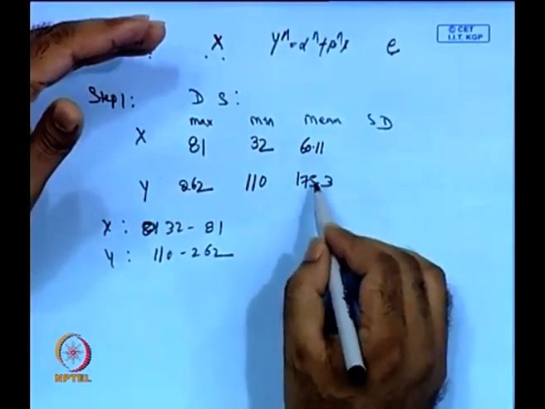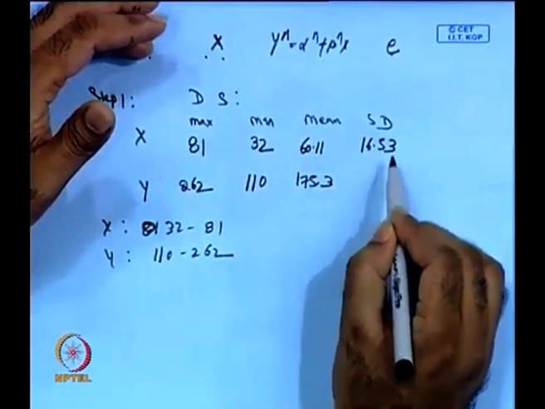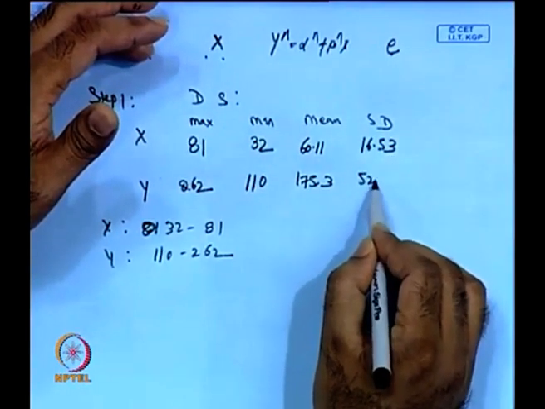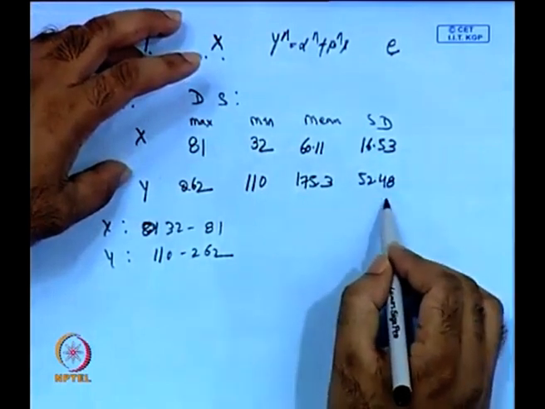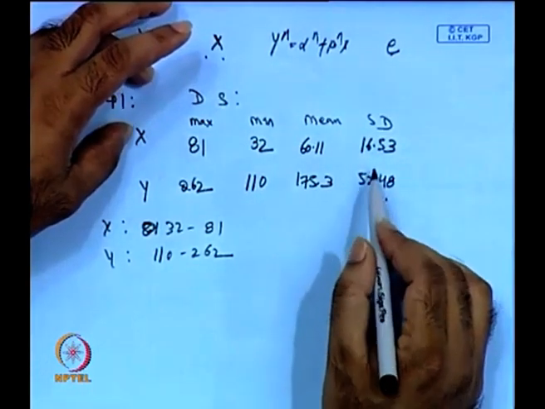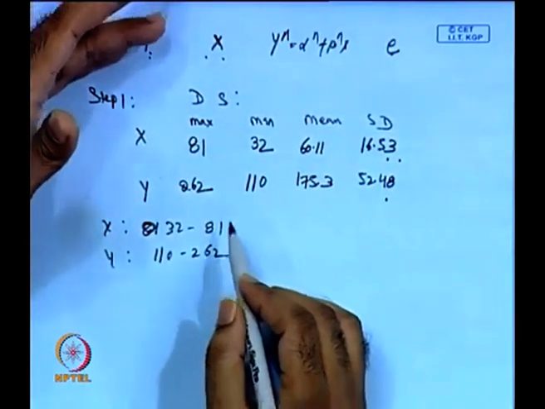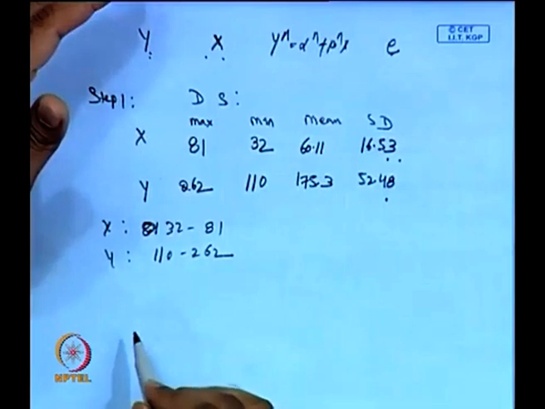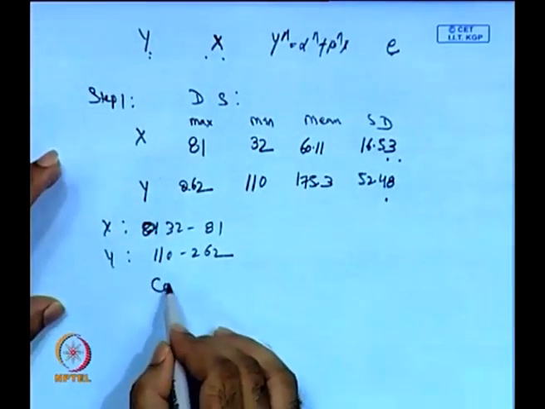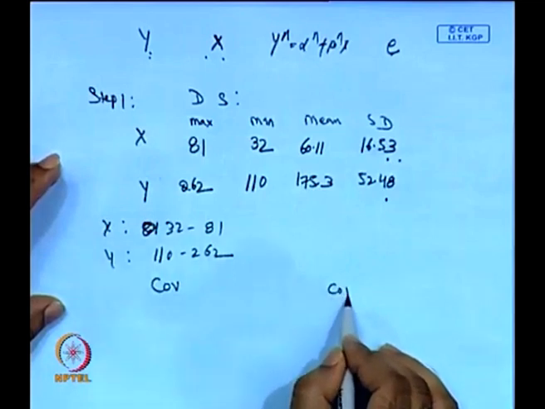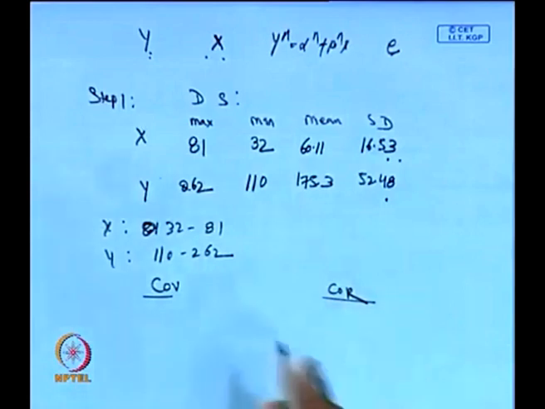Corresponding to the means, the standard deviation for the y series is 52.48 and for the x series it is 16.53. Now, with all this information, you can take another two matrices, the covariance matrix and the correlation matrix. They can give you a little indication whether there is any association between these two variables.